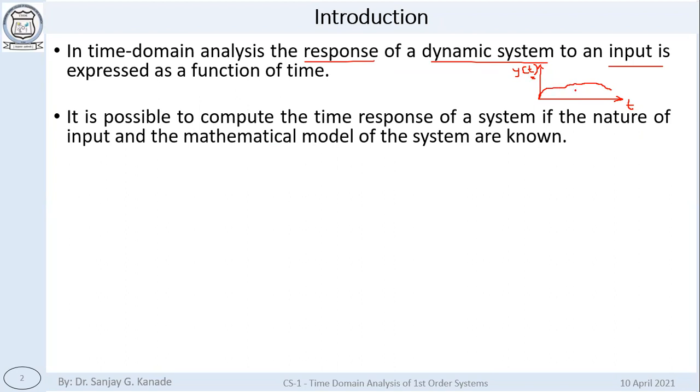It is possible to compute the time response of a system if the nature of the input and the mathematical model of the system are known. If you recall, we discussed this concept during the discussion of mathematical models and the advantages of mathematical modeling: we don't really need to have the physical system with us every time. With the help of the mathematical model of the system, we can find out the output of the system for a given input.